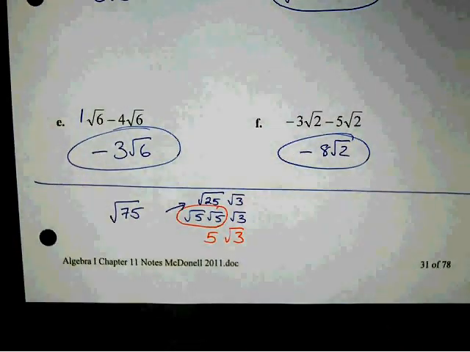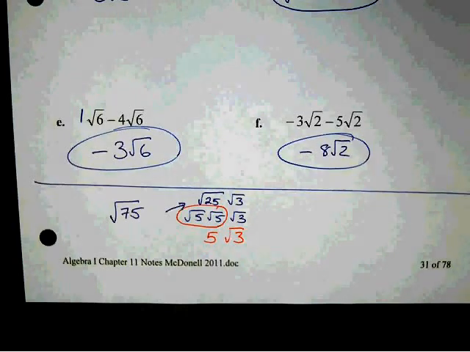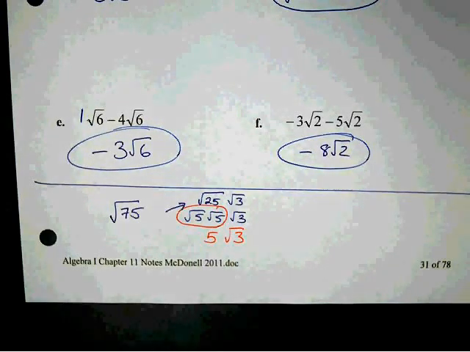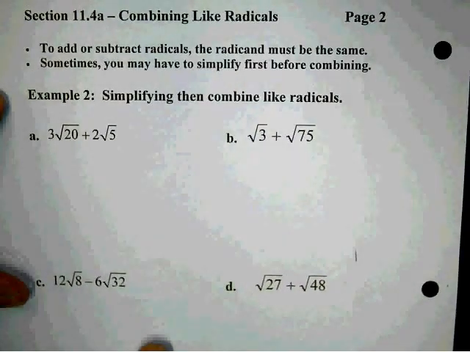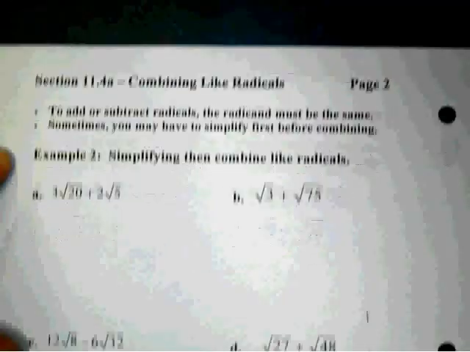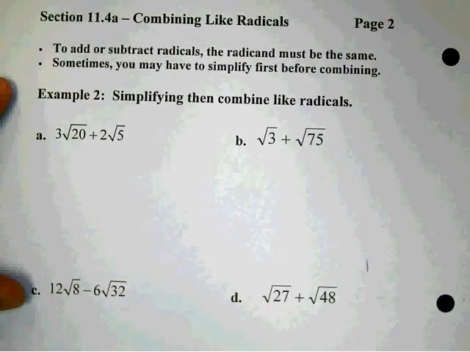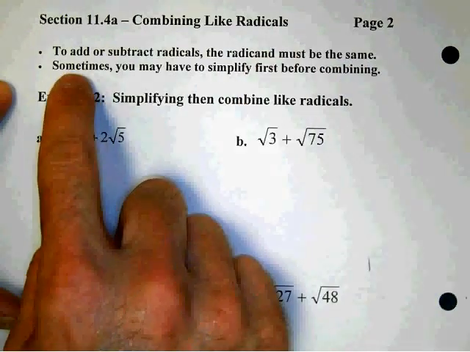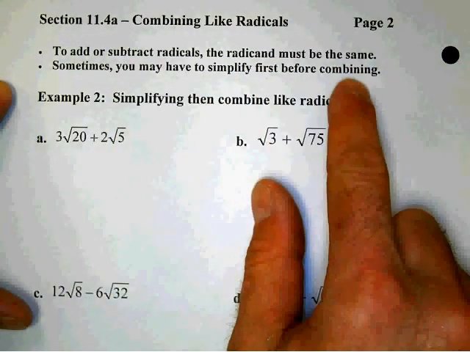If on the back page, when we flip, we get numbers that are not like radicands, does it make sense that you might have to simplify them first and then combine them? All right, so now let's flip. What do you know? Look at example 2A. So our instructions say to add or subtract, the radicand must be the same. Sometimes you have to simplify first before combining. Is the radicand the same on the A?